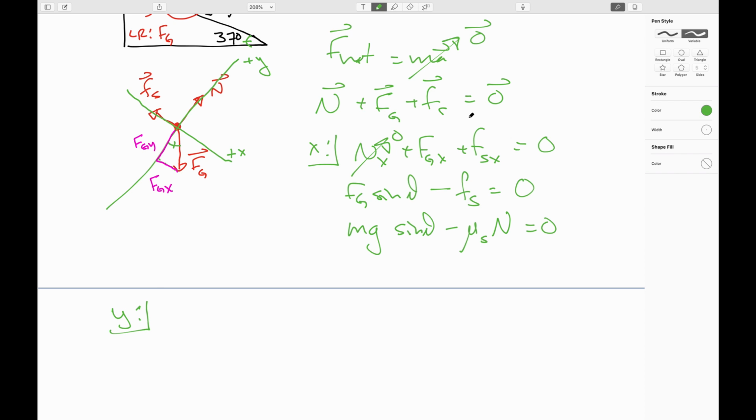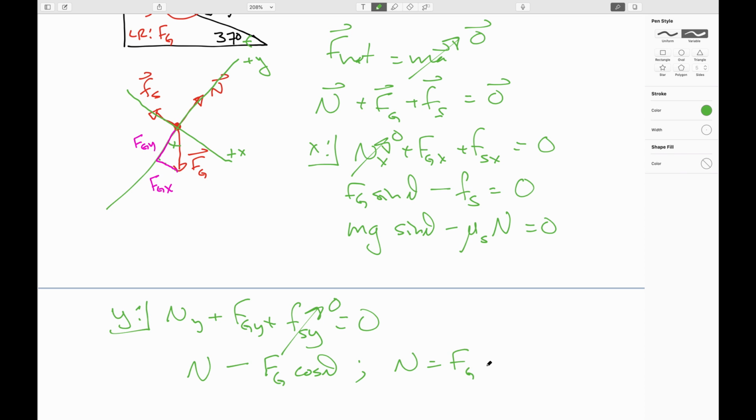So taking the y components of this vector sum, there'll be ny plus fgy plus fsy equals 0. Static friction is entirely in x, so that goes away. The normal force is entirely in y, so we can just write n. And gravity is in the negative direction, and this is the adjacent, so it would be cosine. So Fg cosine theta. That gives us that the normal force is equal to Fg cosine theta, and Fg is mg.